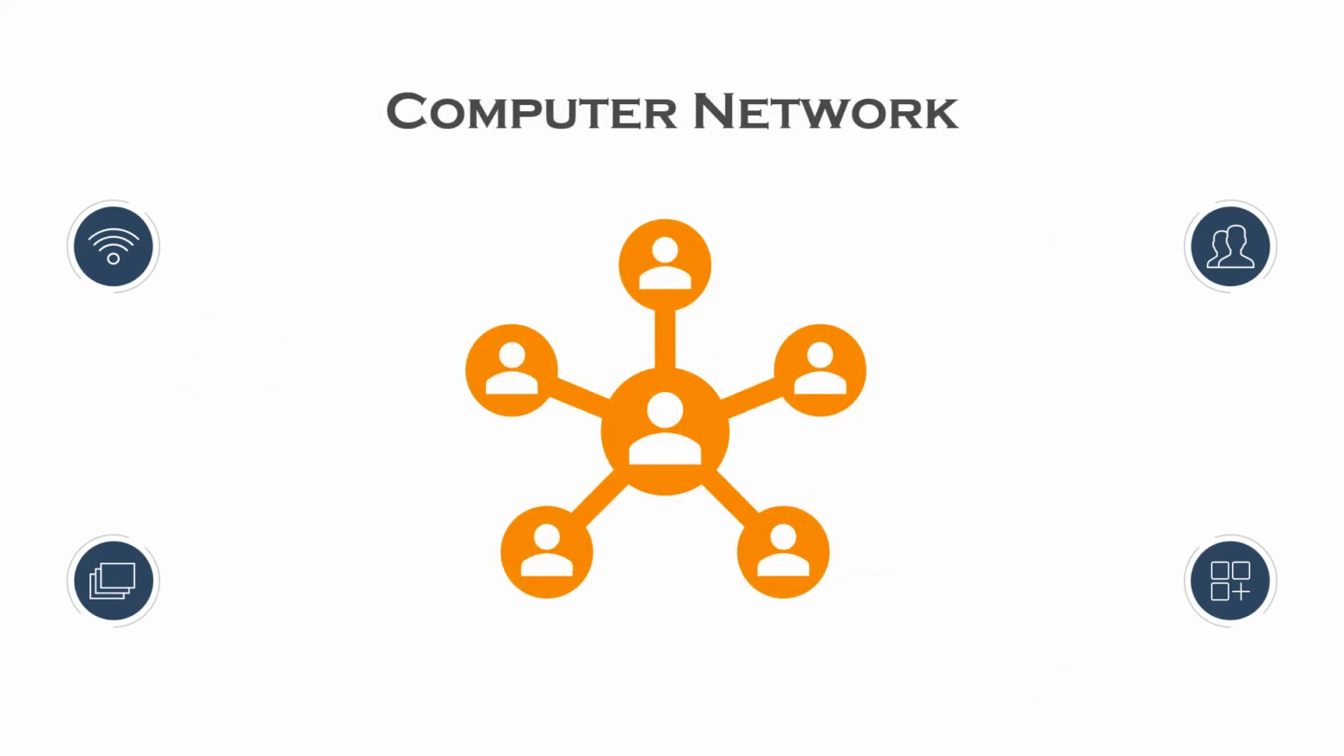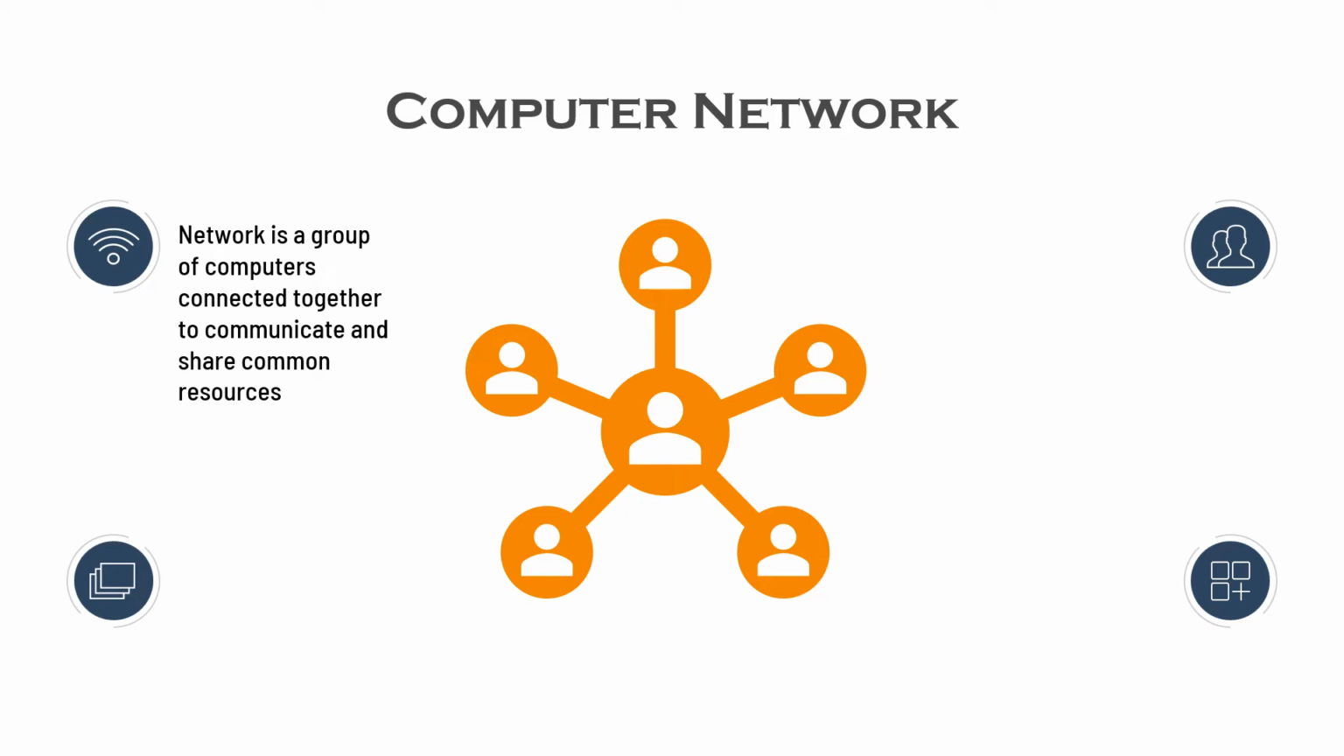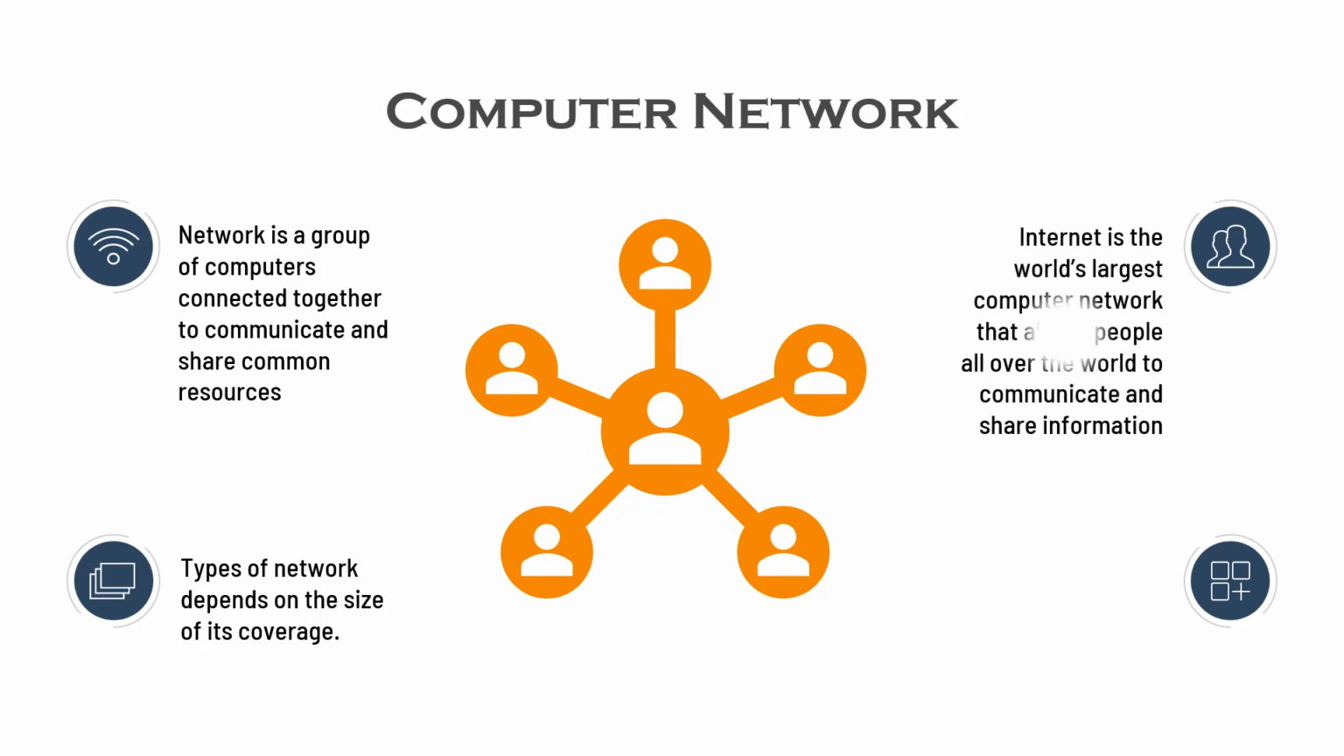Alright, ladies and gentlemen, next will be the computer network. So from here, a computer network means a group of computers connected together to communicate and share common resources. Types of network depend on the size of its coverage. The internet is the world's largest computer network that allows people all over the world to communicate and share information. There are 2 types of network, which are the internet and extranet.